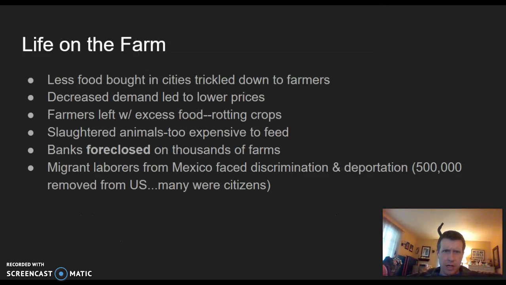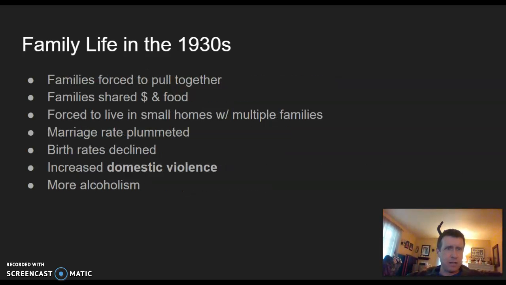I'm not going to go over the farm section. You guys can read that if you end up needing that for the test. Marriage rates on this slide here. We talked about how marriage rates and birth rates are declining. People were nervous about getting married and having children during the Depression, so you actually started seeing people getting married less and having less children.